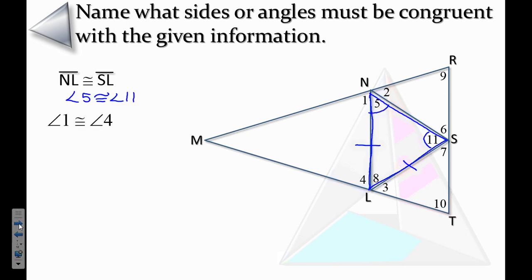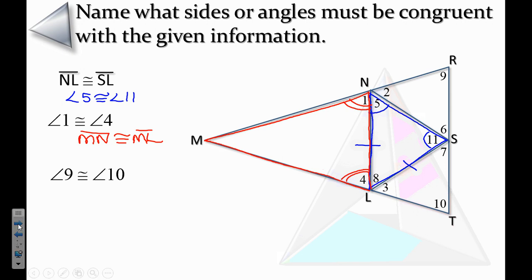How about if angle 1 is congruent to angle 4? First step, figure out which triangle we're referring to here. So 1 and 4 are part of this triangle. So they're the base angles. Which two sides would be the legs? MN and ML. Very good. Angle M is the vertex.